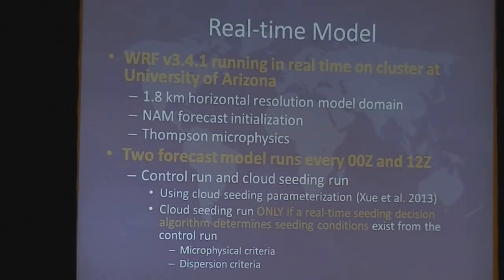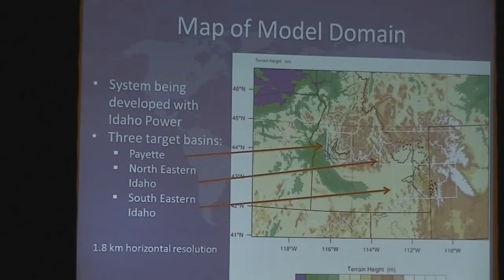And so I'll talk a little bit more now about this seeding decision algorithm, because that's what we're really working on improving right now, to make sure that it's identifying appropriate times for seeding, identifying the proper methods, and so forth. And we're doing this with two sets of criteria, microphysical criteria and dispersion criteria, and I'll go over those in the next few slides. But first, let me just show you this model domain.